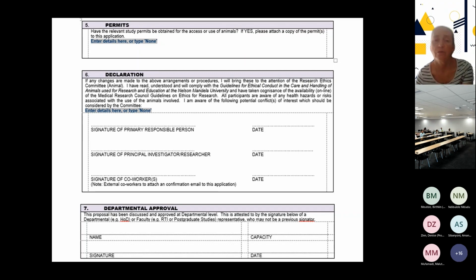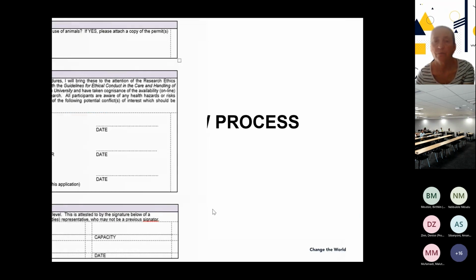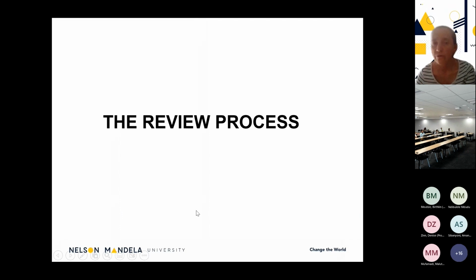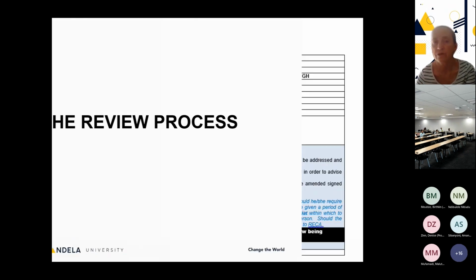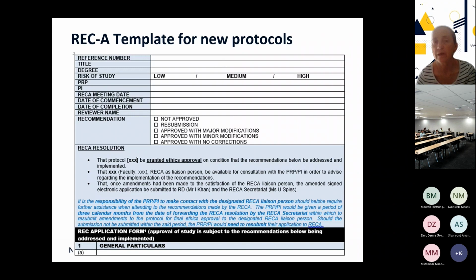Then it is similar to our REC-H form, a declaration, and then the departmental approval. So as reviewers, all of us are reviewing all the proposals because we've got specific things that we look at. So I said to you, I go through the whole proposal, but I will focus very heavily on the medication and substances, but all of us look at everything. So a reference number, and then we classify as low, medium, or high risk. And then our outcome is with corrections, minor, major modifications, resubmission, or not approved.